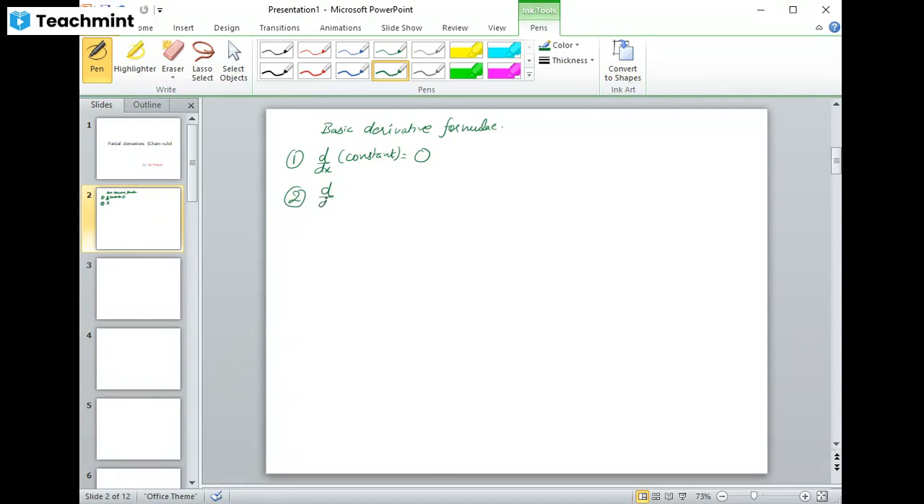The second one is the power rule. That is the derivative of x to the power n is equal to n times x to the power n minus 1. Third one is the derivative of trigonometric functions. We have the derivative of sine x is equal to cos x, then the derivative of cos x is equal to minus sine x, then the derivative of tan x is equal to secant square x.